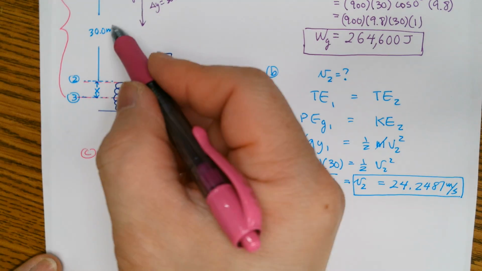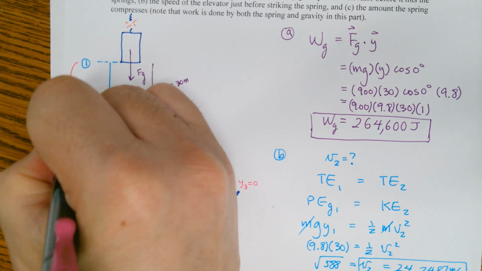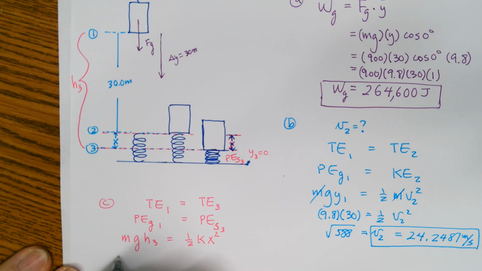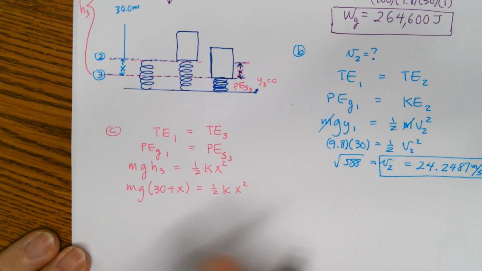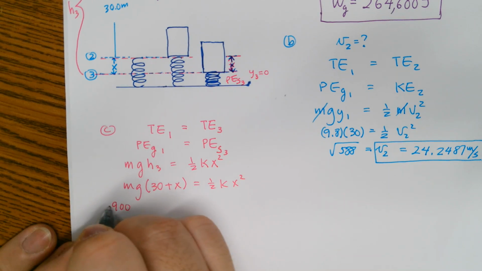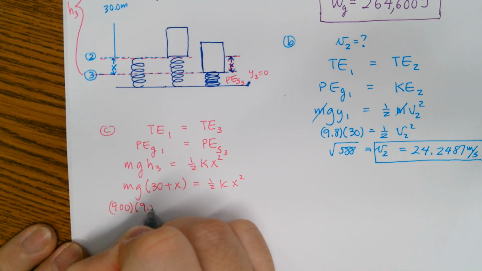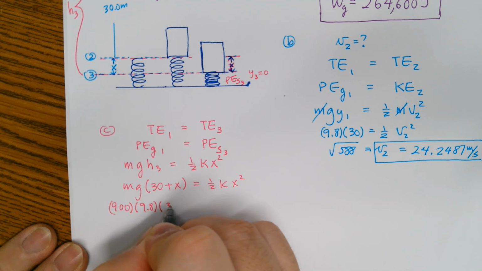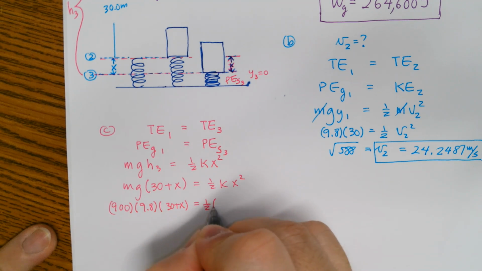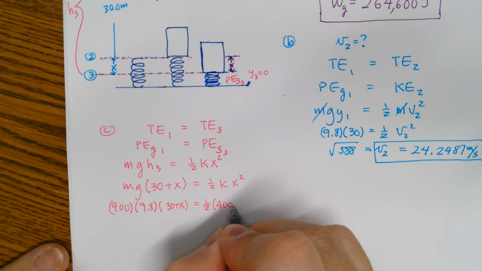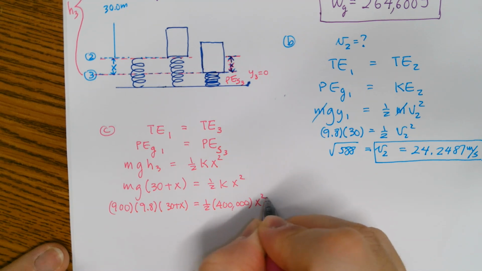H3 is 30 plus x. Okay, so mass, well, mg times 30 plus x is equal to 1/2 kx squared. So let's put in the values. Again, 900 times 9.8 times 30 plus x is equal to 1/2 times 400,000 times x squared.